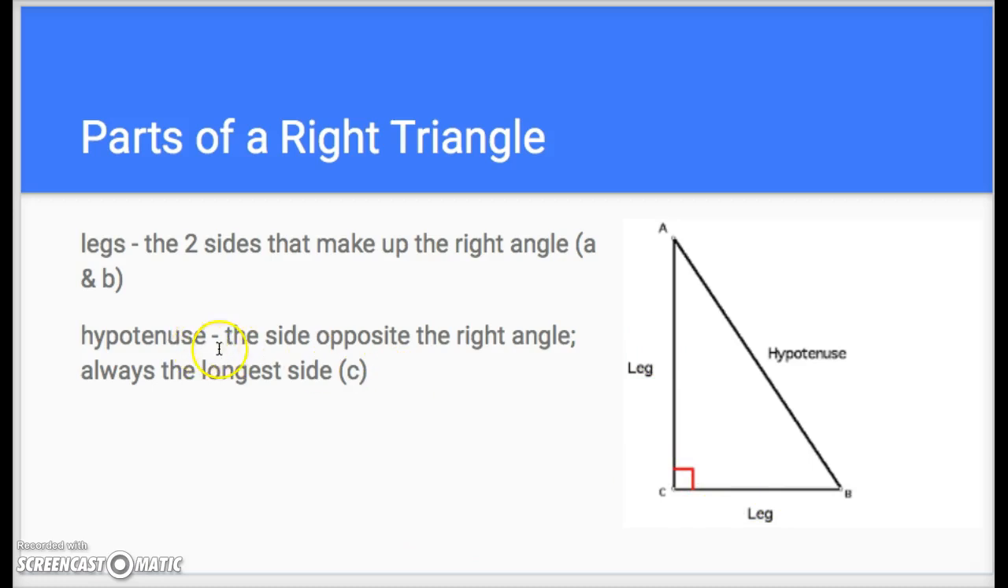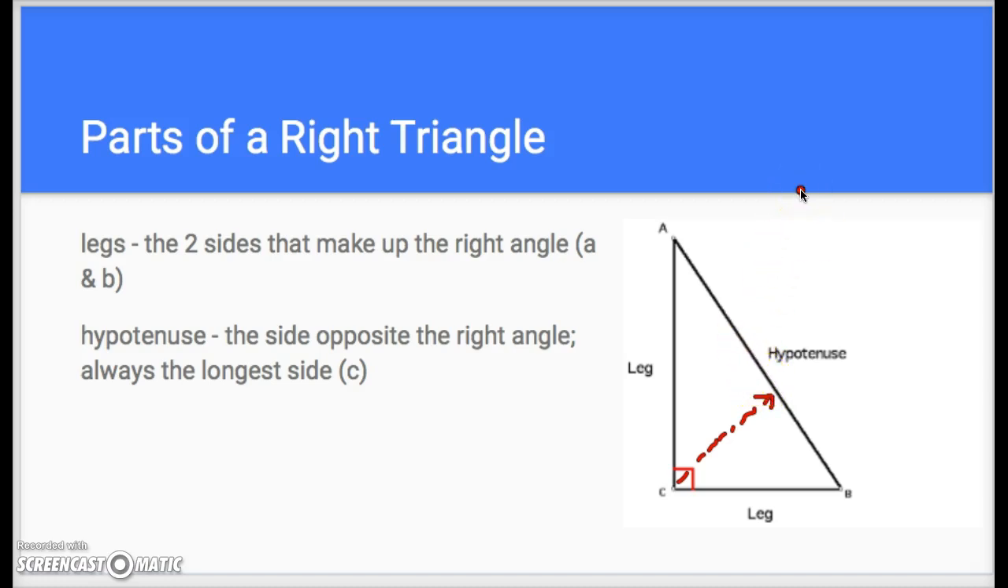Your hypotenuse is always going to be the side that is opposite from that right angle. So if I start down here at this right angle and I go to the opposite side, that's always going to be your hypotenuse.